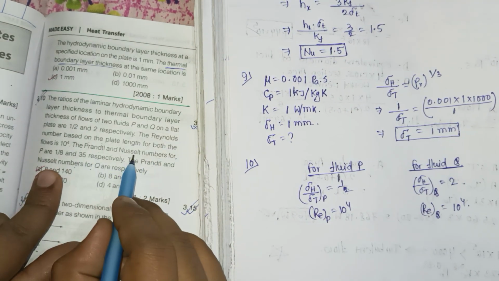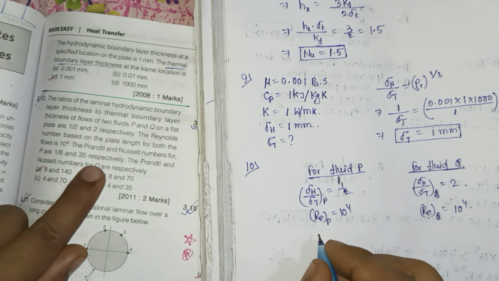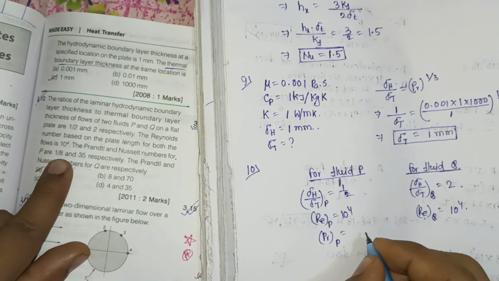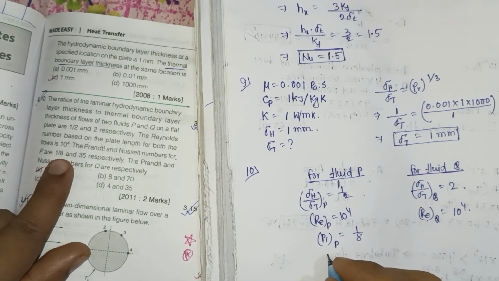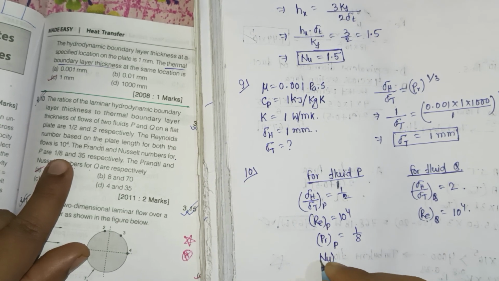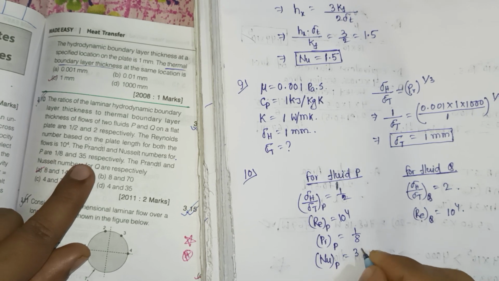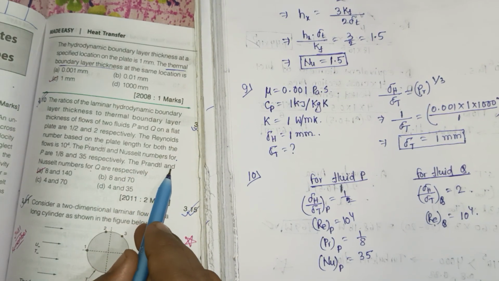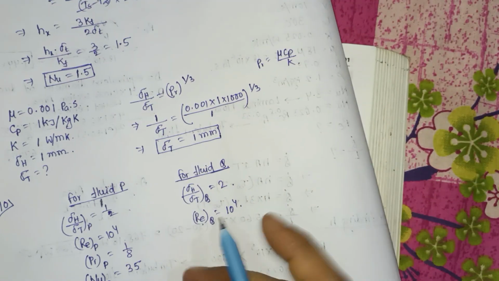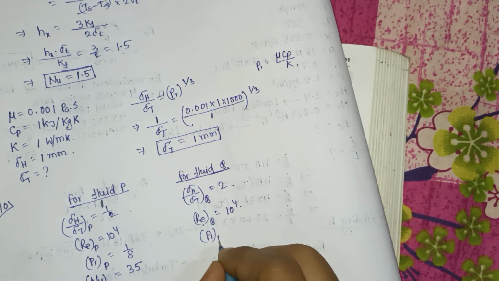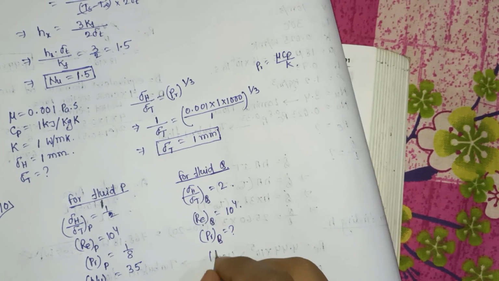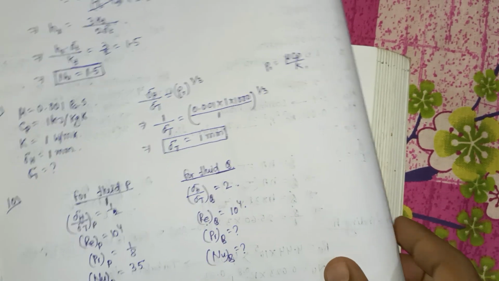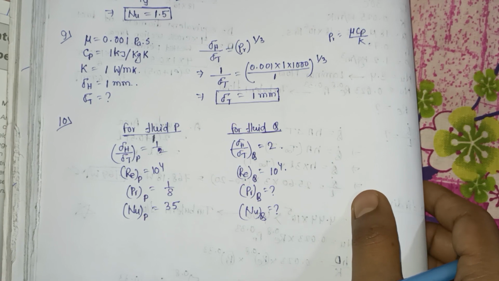Now the Prandtl number and Nusselt number for P. Prandtl number for P is equal to 1 by 8, and Nusselt number for P is equal to 35 respectively. The Prandtl number and Nusselt number for Q, you have to calculate: Prandtl number for Q is equal to what, and Nusselt number for Q is equal to what. You have to calculate this value. Okay, how do you calculate this value?